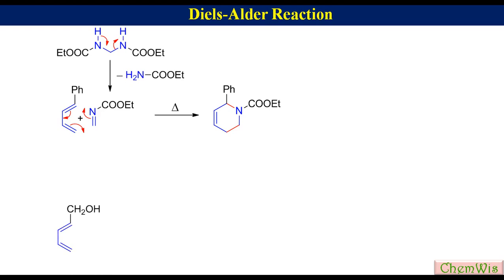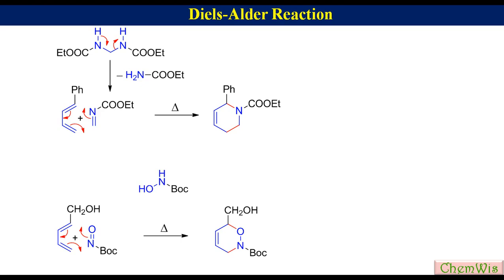Reaction of substituted butadiene with nitroso group like tert-butyl nitrosoformate gives 3,6-dihydro-2H-1,2-oxazine. Tert-butyl nitrosoformate is in situ generated by the reaction of N-Boc hydroxylamine with NaIO4.